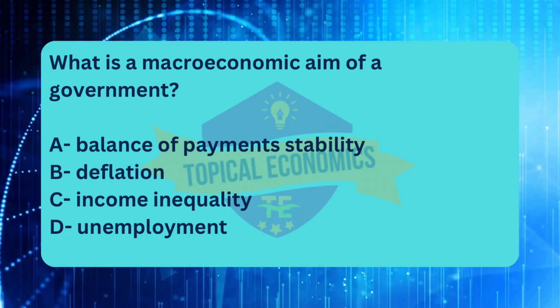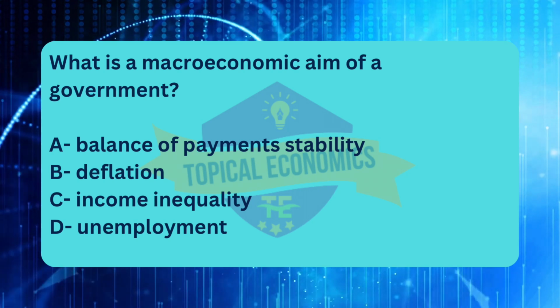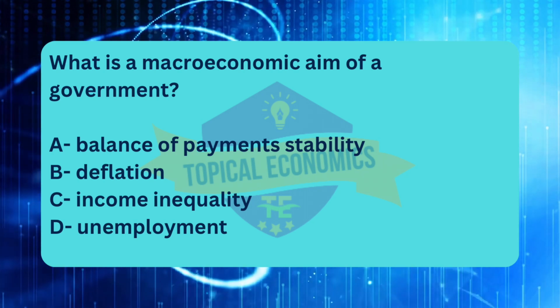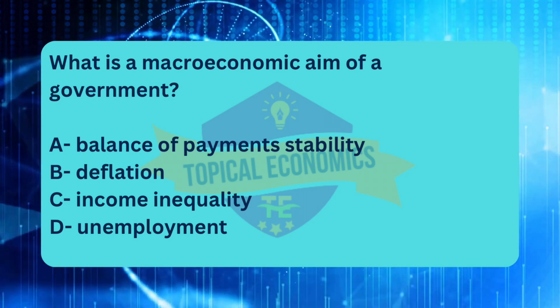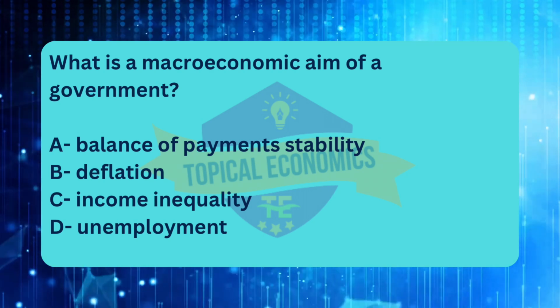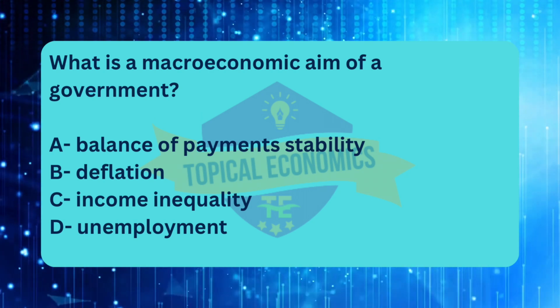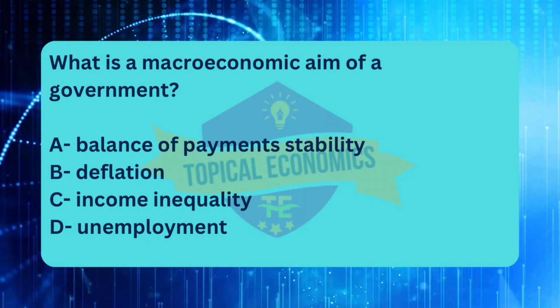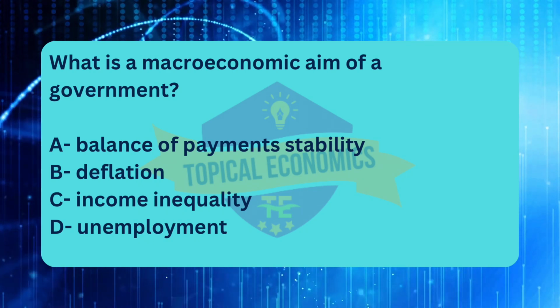Governments often have several macroeconomic aims to ensure the overall health and stability of the economy. These aims include balance of payment stability. This refers to maintaining a healthy balance between a country's exports and imports, which is essential for economic stability and avoiding excessive debt or currency crises.